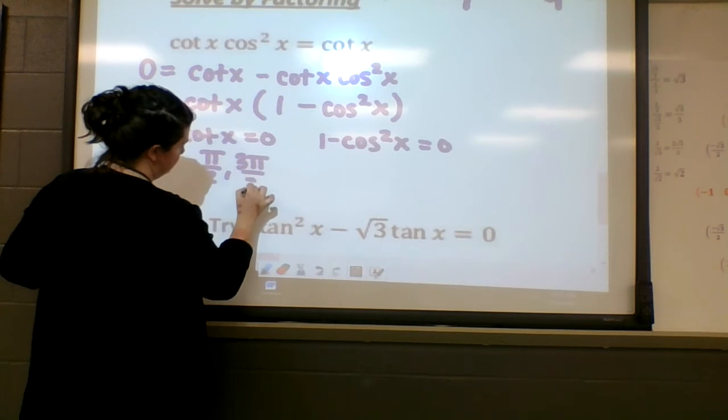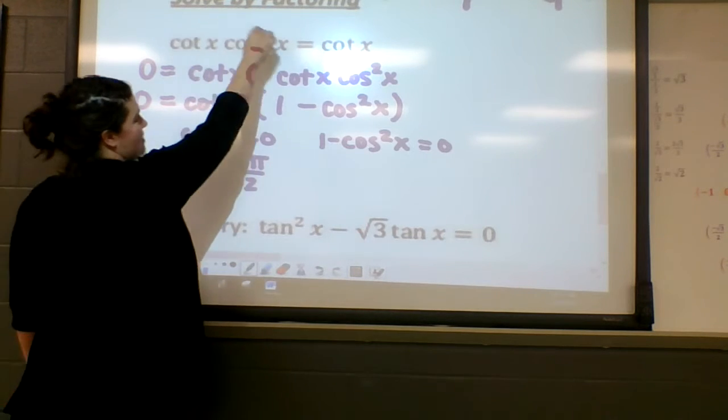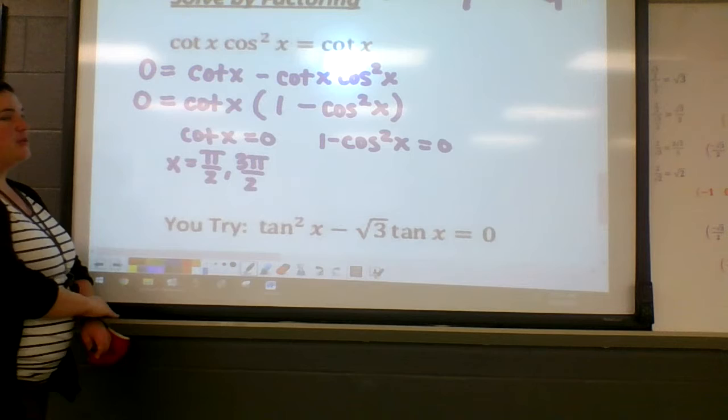And 3 pi over 2. So we have two solutions so far. If you were to take these and plug them in, this side would be equal to that side if you did all the evaluating.